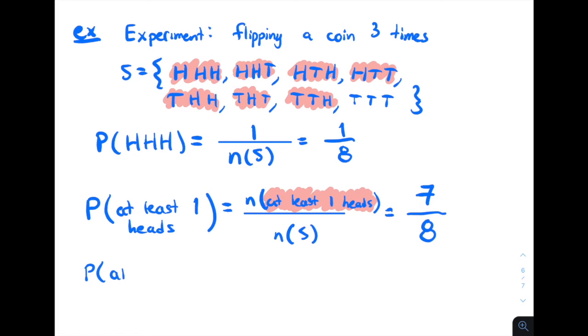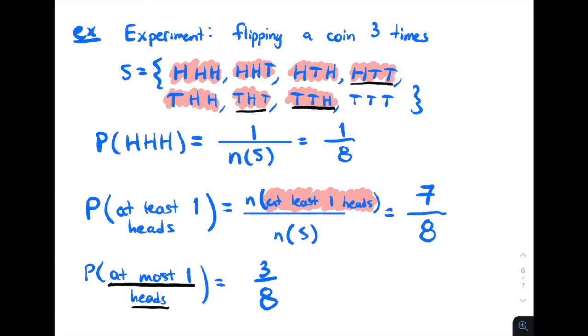If we were asked at most 1 heads, we'd have a similar situation. Here I'll underline all cases where there's at most 1 heads. We have heads, tails, tails; tails, heads, tails; and tails, tails, heads. So our probability of this event is 3/8.